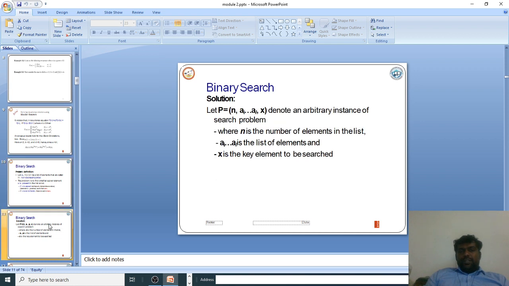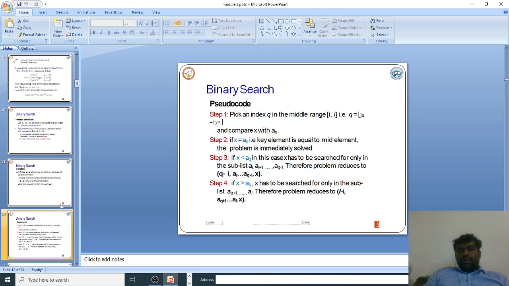Now how to go about that? In terms of binary search, you have a problem P equals n, that is the number of elements, followed by the elements, and x is the key element to be searched. This is the pseudocode. Pick an index q in the middle range. You're going to mark low, mark high, divide that by 2, and you're going to get the middle element.